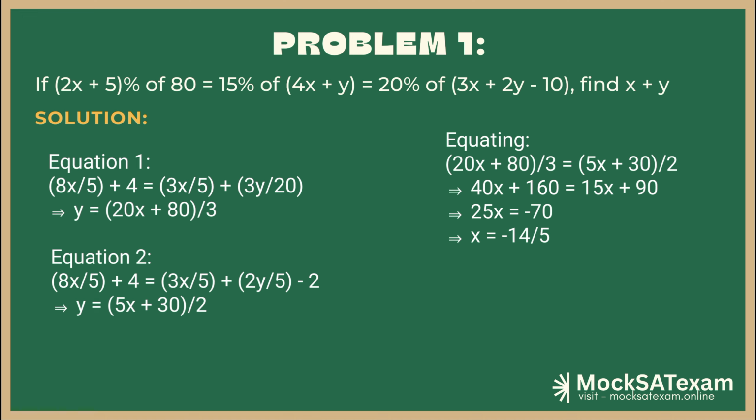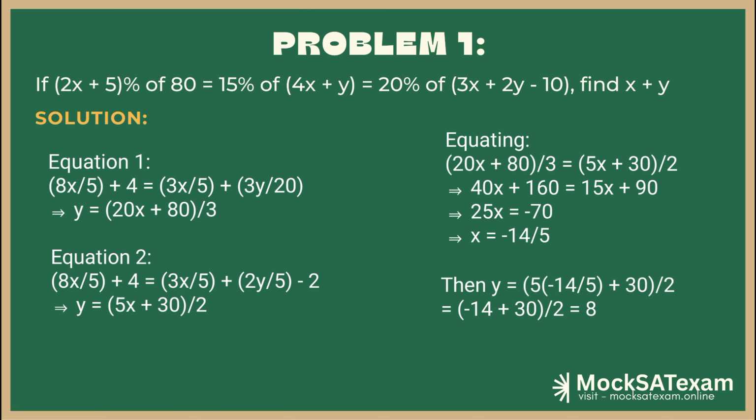Multiply both sides to clear the fractions. We get 40x plus 160 equals 15x plus 90. Simplify further. 25x equals negative 70. So x equals negative 14 over 5. Now substitute back to find y.